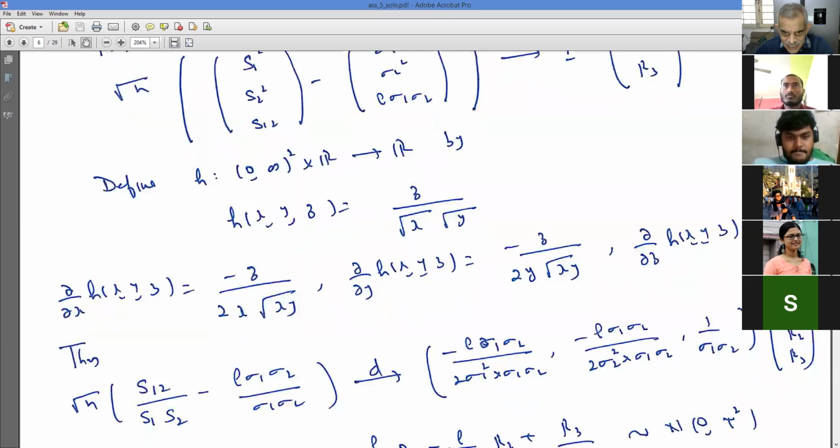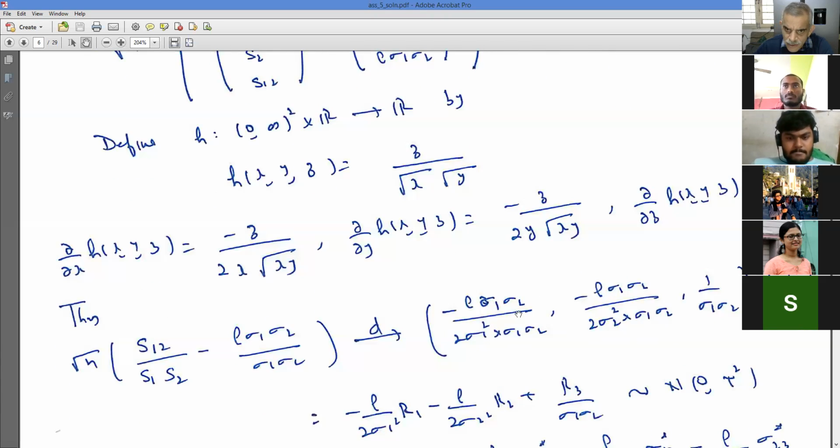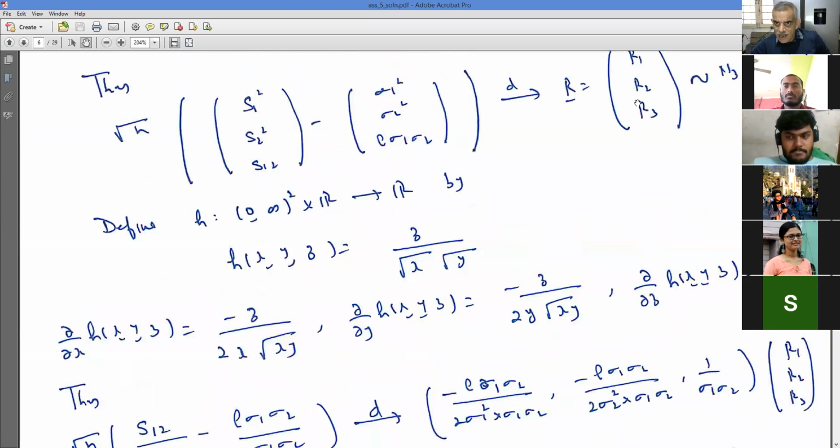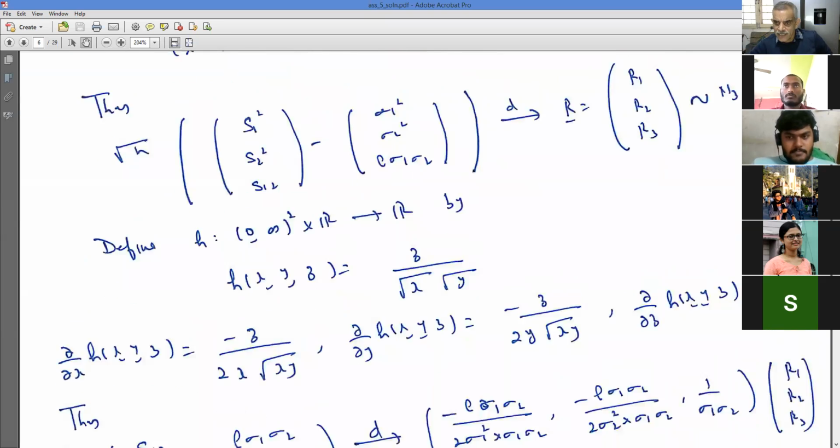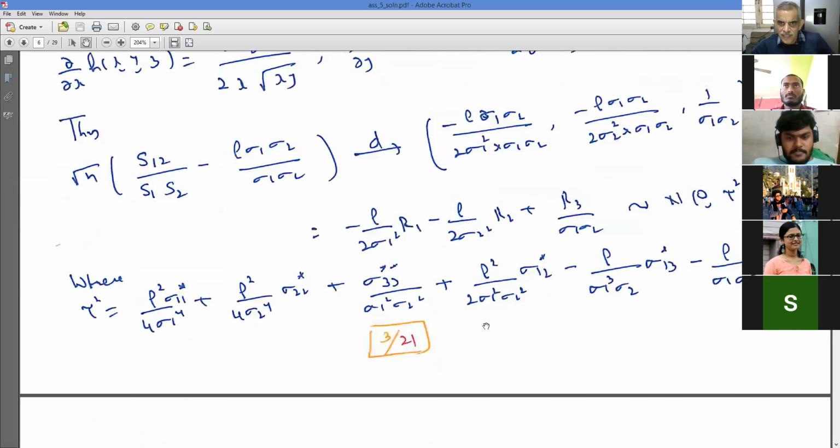Right? That is what the delta method says. In the case of one variable there was only one h prime theta. Here it is a vector of partial derivatives, and wherever the convergence was going, R1, R2, R3. So this becomes minus rho over twice sigma 1 square times R1, minus rho over twice sigma 2 square times R2, plus R3 by sigma 1 sigma 2.